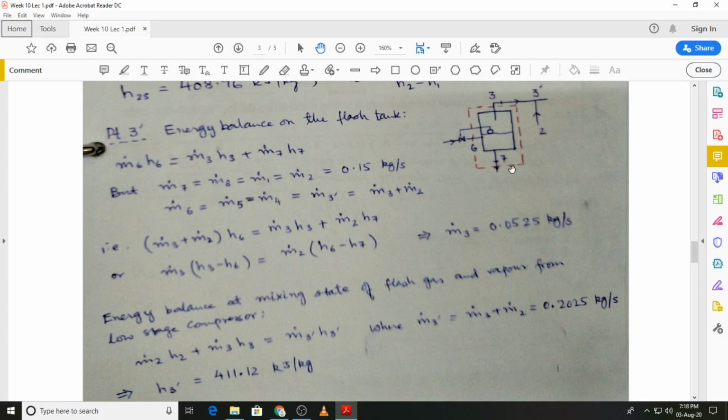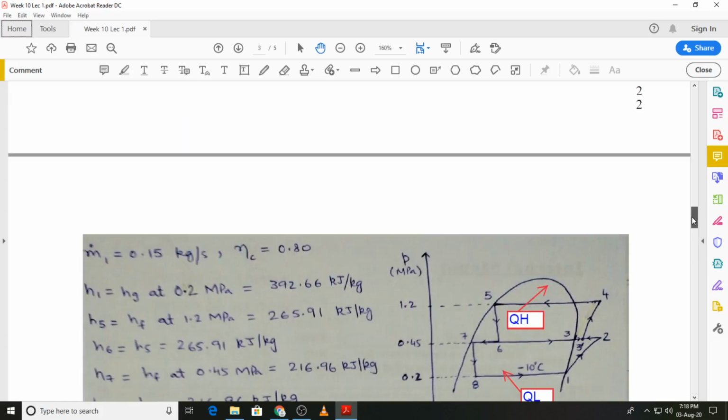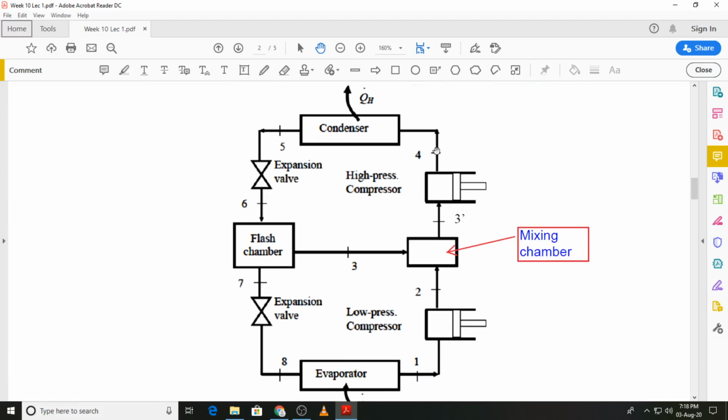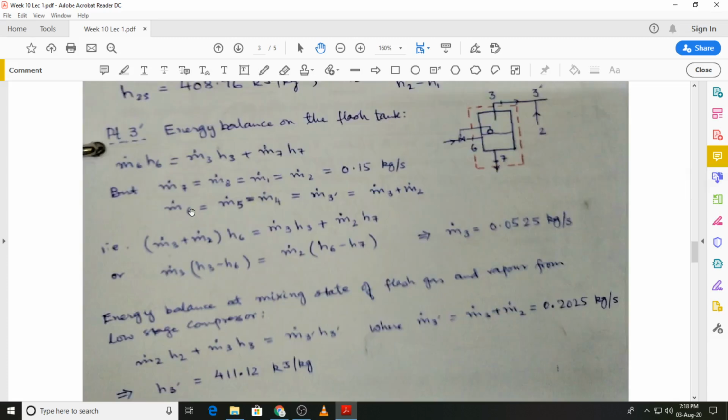But we know that m dot 7 is the same as m dot 8, is equal to m dot 1, because the same mass flow rate, that is the liquid refrigerant, goes into the evaporator and it reaches state 1 after passing through the evaporator, and this value is given to us, and that is also equal to m dot 2. M dot 6 on the other hand is the same as m dot 5, and that is equal to m dot 4. That is, if we go back over here, you can see the mass flow rate that comes from the high stage compressor goes into the condenser. The same mass flow rate goes through the expansion valve from state 5 to 6 and then enters the flash chamber.